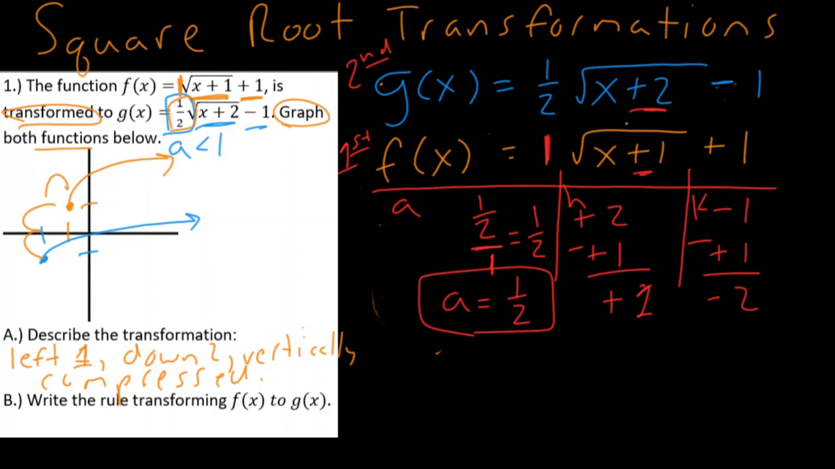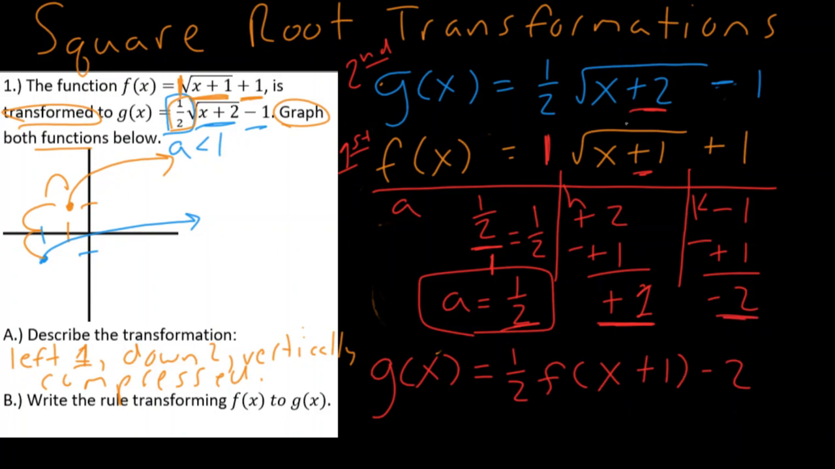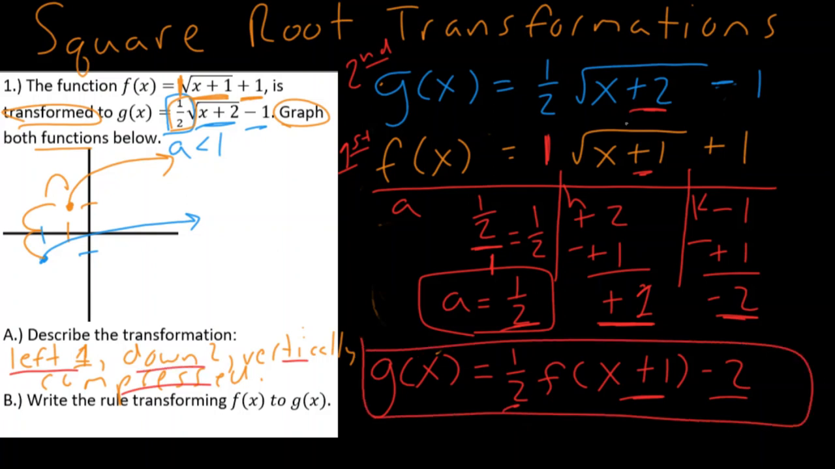So from here, we can actually write our rule that transforms us into g of x. F of x is transformed to g of x with this rule: 1 half f of x plus 1, and then of course minus 2. So notice I just wrote the 1 half, I wrote this inside the grouping, and I wrote the negative 2 for our k value. This 1 half gives us a vertical compression. This plus 1 actually shifts us to the left 1, and this minus 2 shifts us down 2. And here is the rule that transformed the two functions.